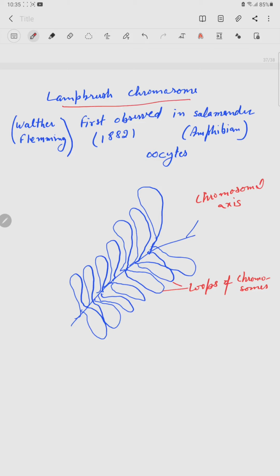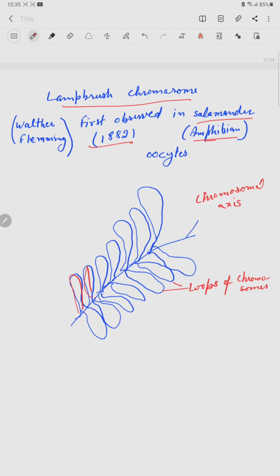Lamb-Brush chromosome is another giant chromosome present commonly in oocytes of amphibians and in some insects. In 1882, first of all, it was observed by Walther Flemming when he dissected the oocyte of the salamander. Structurally, this chromosome appears as a lamp brush. This one, lamp brush.